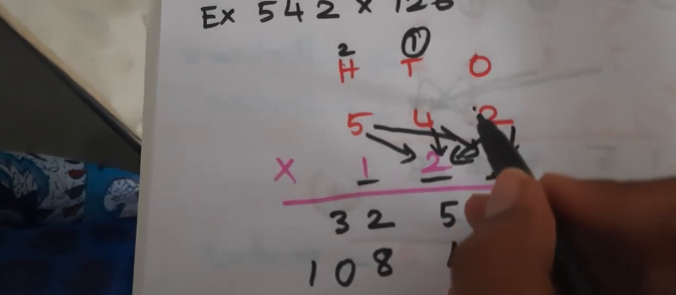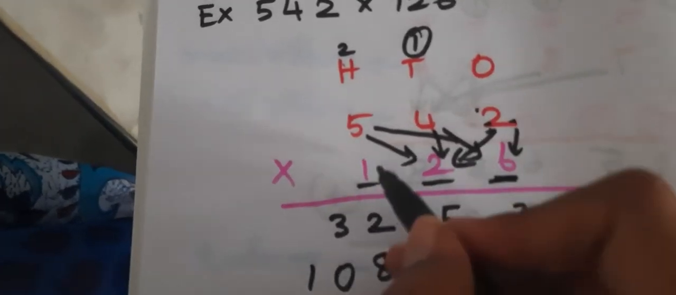First you have to proceed with that 2 into 1. 2 into 1. Here also you have to skip one place. Okay, 2 into 1, 2. 4 into 1, 4. 5 into 1, 5. So here what operation are we using? Some add. Okay.